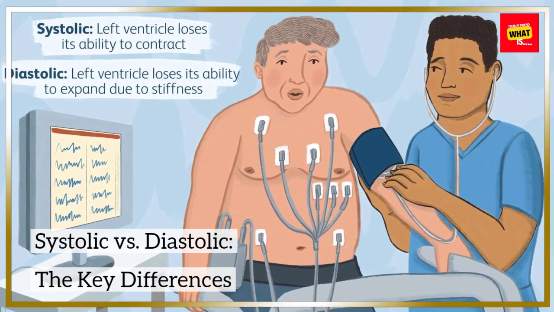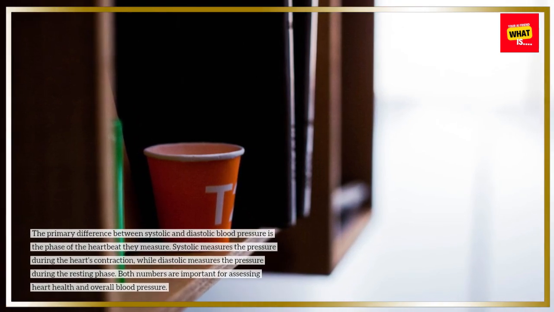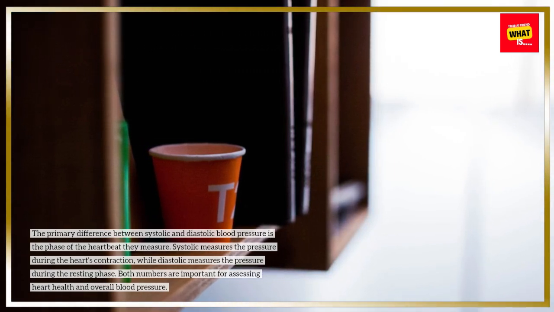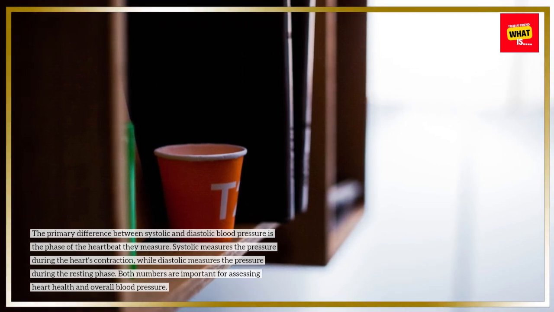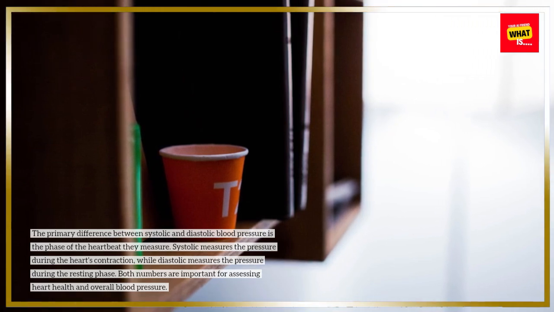Systolic versus diastolic. The key differences. The primary difference between systolic and diastolic blood pressure is the phase of the heartbeat they measure. Systolic measures the pressure during the heart's contraction, while diastolic measures the pressure during the resting phase. Both numbers are important for assessing heart health and overall blood pressure.